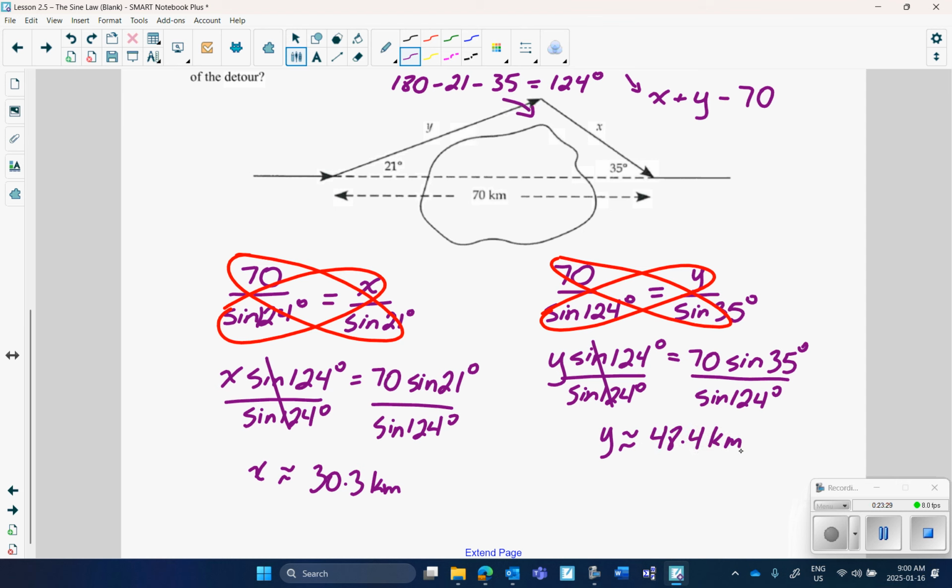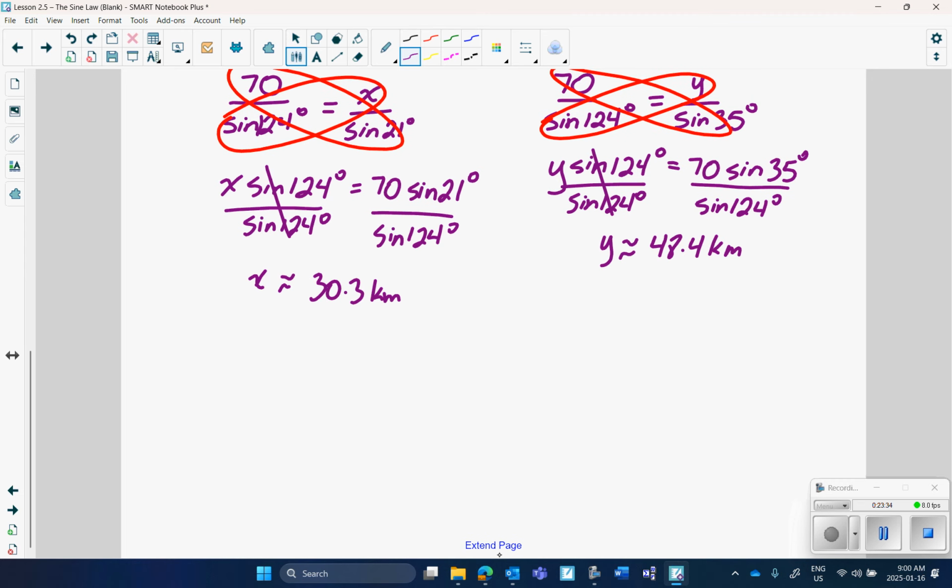Remember, we still have to answer the question we were asked. So to find how much further the plane had to go, we have to find the total distance of the detour, and then subtract the original distance it would have taken, which gives us a final answer of 7.87. Sorry, no. I think it's 7.87. All right. I'll get 2 decimal places.